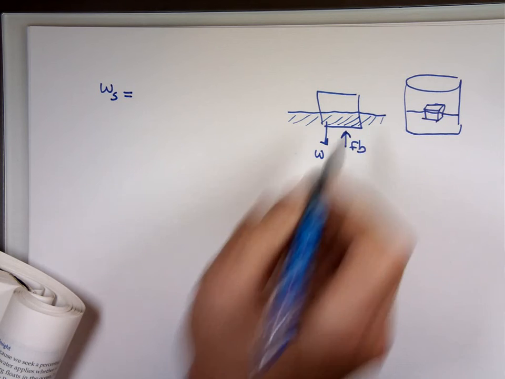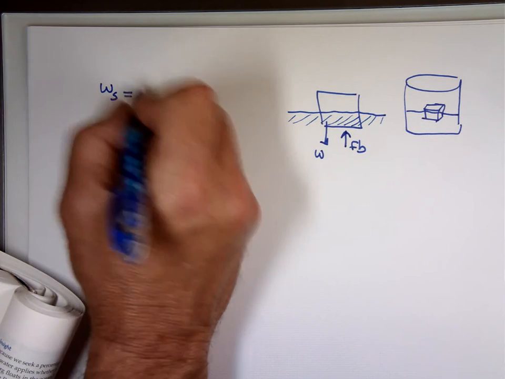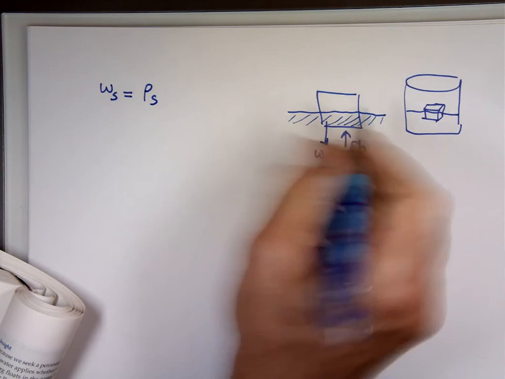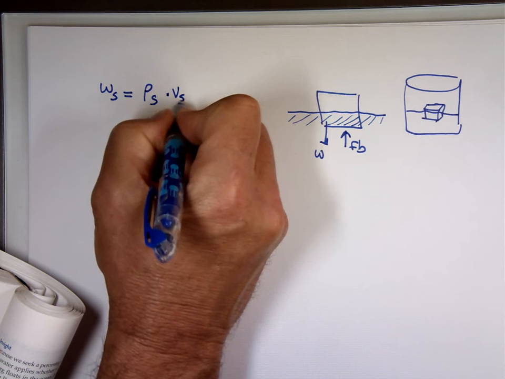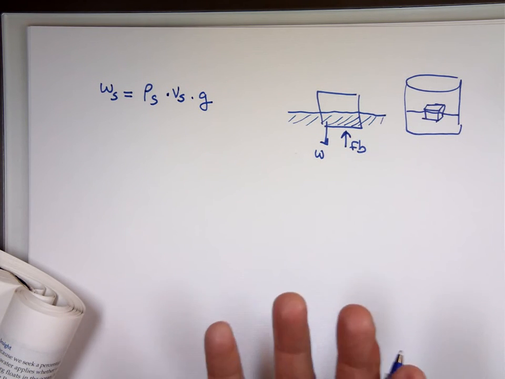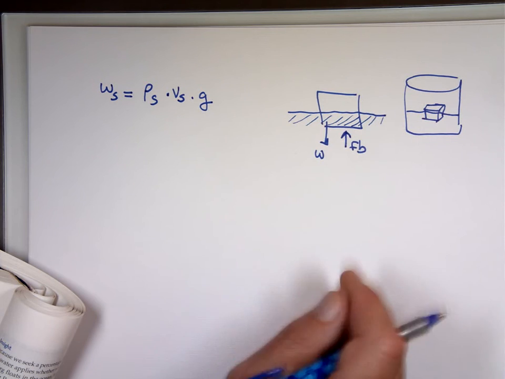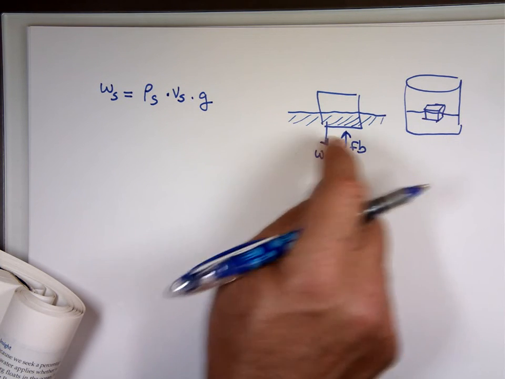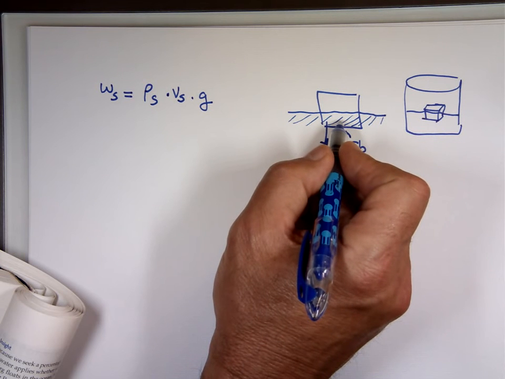The weight of the submerged is rho of the submerged, the block here, times the volume submerged times gravity. That's the portion of the block that's submerged in the water. It's the mass of that piece times gravity. Well, the mass is rho of the submerged, whatever this foam, could be ice, whatever it is, times the volume of that.